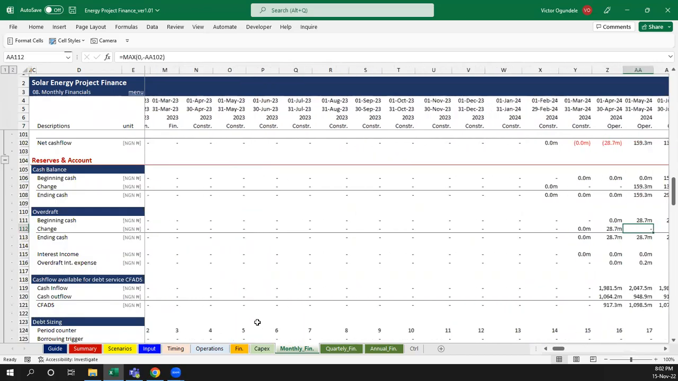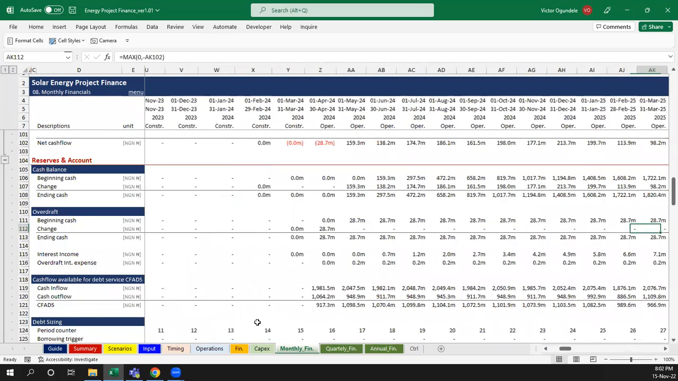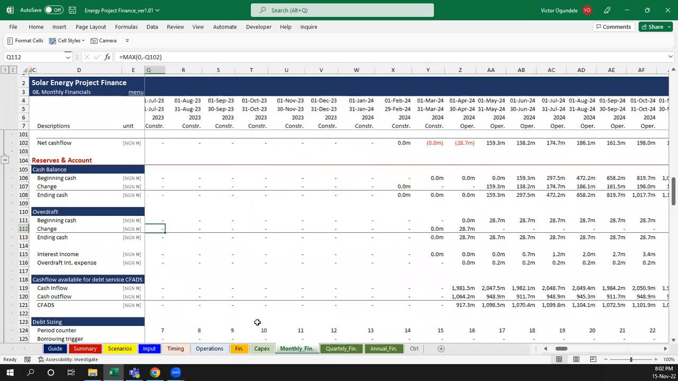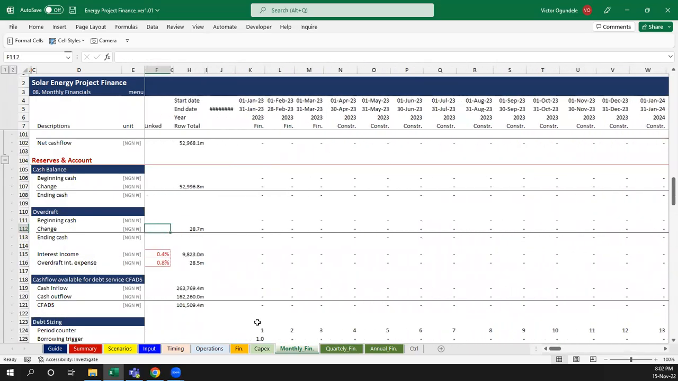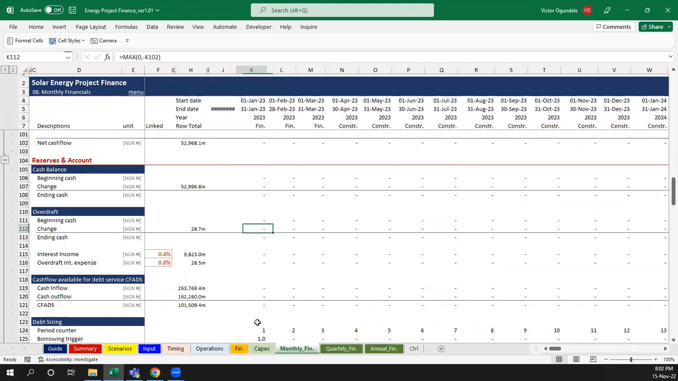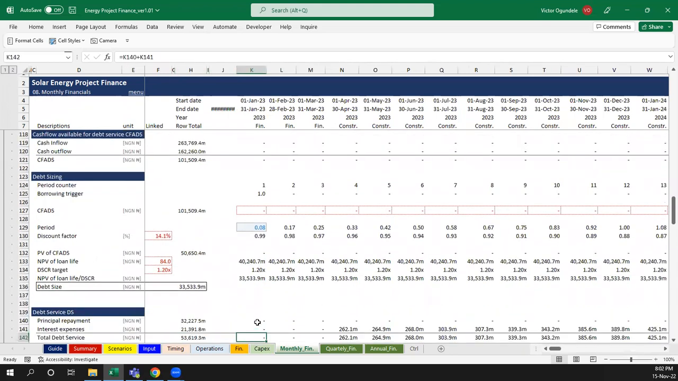So you can see during that construction period there's nothing happening, because the total fund you are getting is equal to what you are spending. So then cash flow available for debt service, you do your debt sizing. Debt sizing also depends on the project cash flow available for debt service, right? We do the debt sizing.